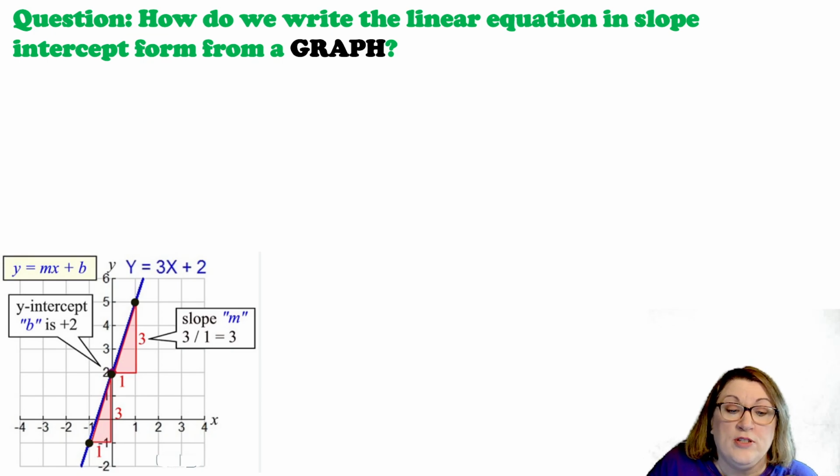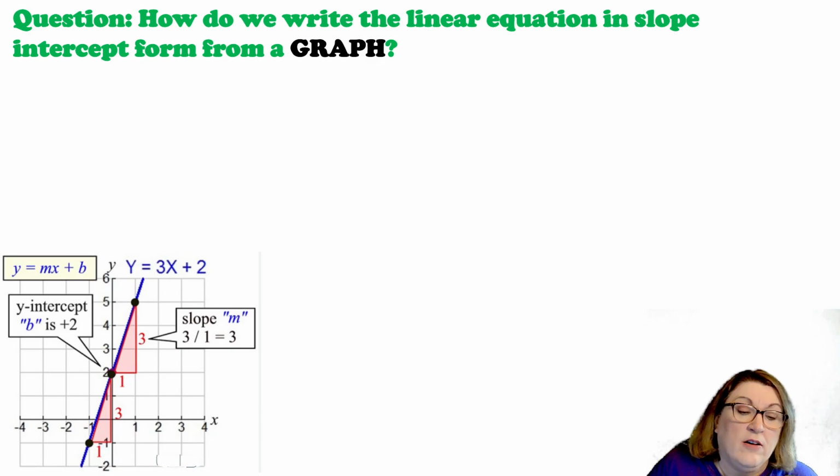And remember, slope-intercept form is y equals mx plus b, as you can see from the image there. The m is the slope, our rate of change. And then the b is called the y-intercept point. It is the point where the line crosses the y-axis on the coordinate plane.